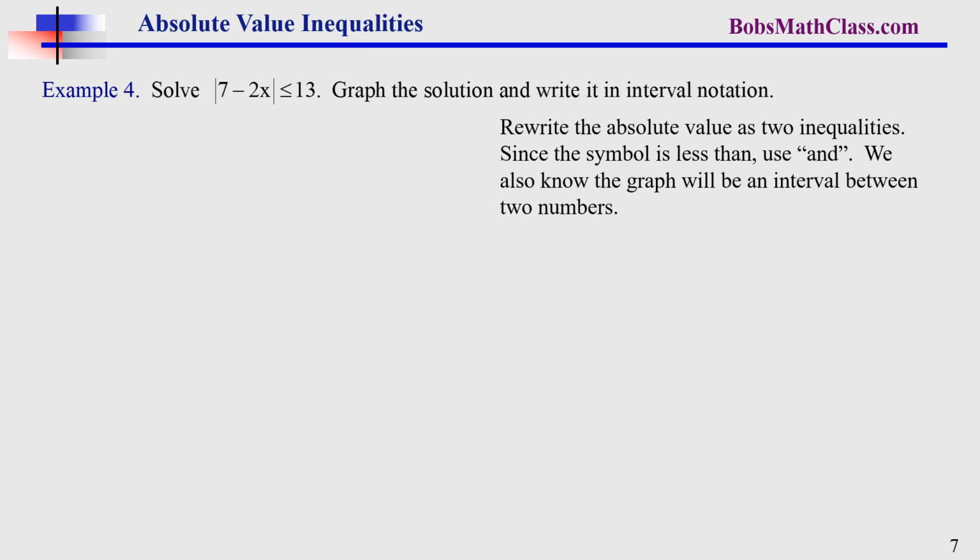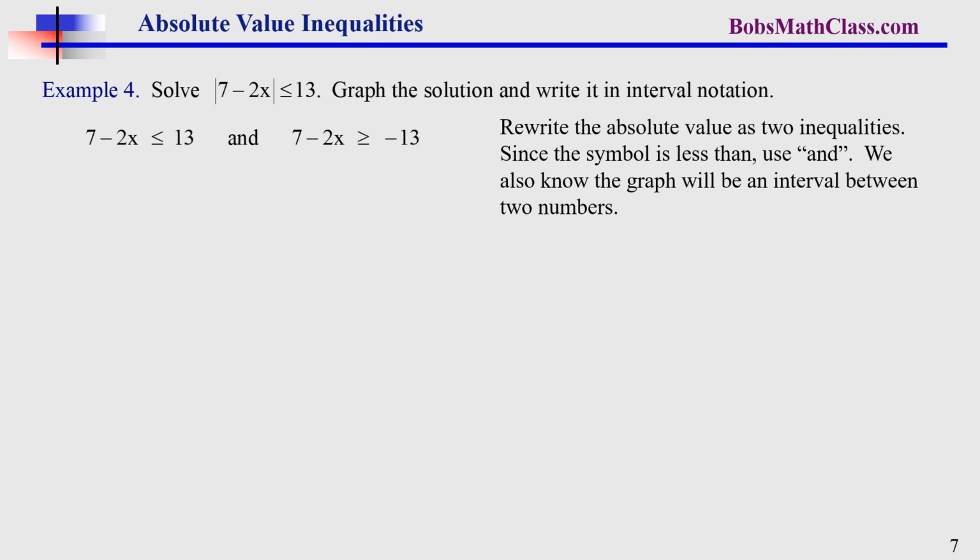Okay, so we're going to write again the absolute value as two inequalities. Since it is a less than, we're going to use and. And we also know that the graph will be an interval between the two numbers. Okay, here we go. Two inequalities. Remember to pause the video if you want to work it out on your own.